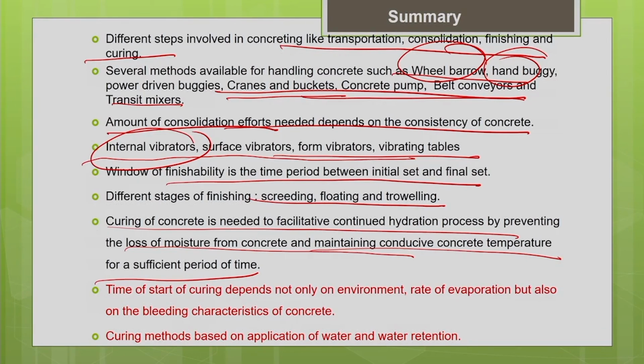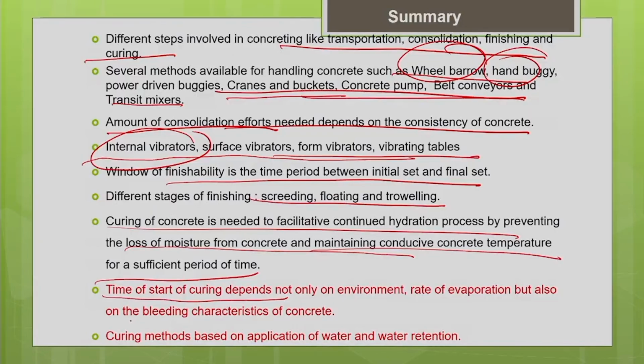If you overlook the curing, you will not get continued hydration, you won't get your desired strength, and you won't get your desired durability of the concrete. When to start curing depends upon the environment. We cannot generalize. For an aggressive environment where the rate of evaporation is high, we have to start the curing as early as possible. Even before the finishing, you can apply some initial curing. It also depends upon the composition of your concrete. If a concrete has negligible or zero bleeding, you have to start curing very early to prevent plastic shrinkage cracks. So, you have to go for some initial curing in addition to final curing.